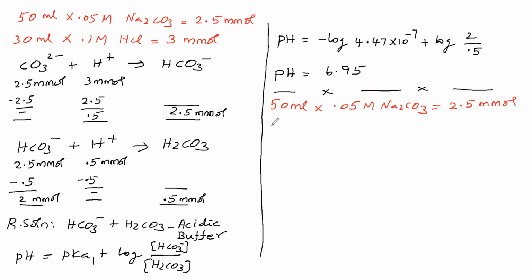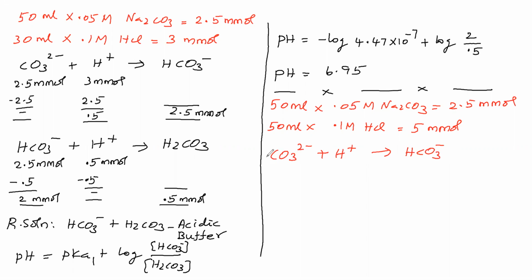HCl we added from the burette to the conical flask. Totally what volume of HCl we added? 50 ml. What is the concentration of HCl? 0.1 molar. So on multiplying these two, we are getting millimoles of HCl. That is 5 millimoles of HCl we got. Now, the conical flask carbonate takes H plus from HCl and becomes a bicarbonate.